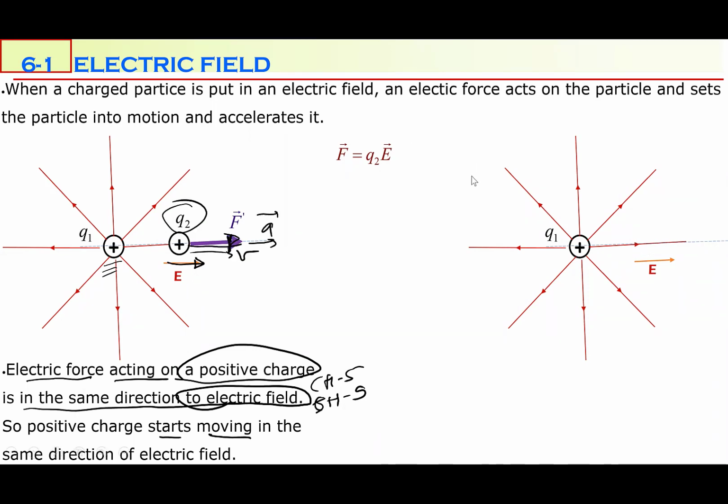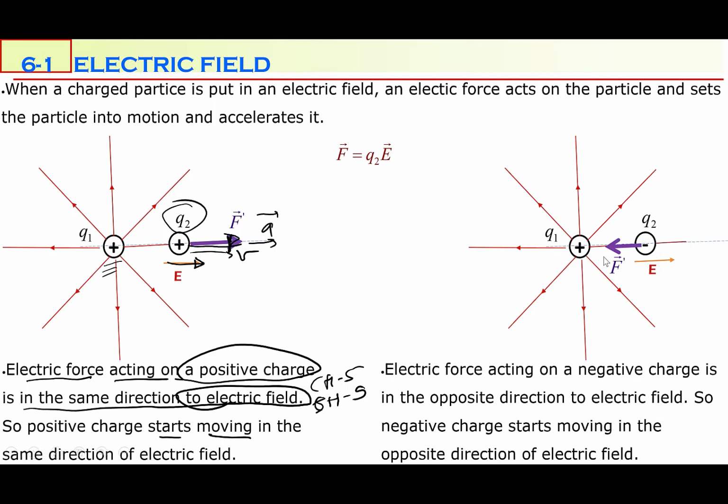But if a negative charge is located in an electric field, because we know positive attracts negative, electric force is going to be in the opposite direction of the electric field. So if a negative charge is located inside an electric field, force will be in the opposite direction of the electric field. So electric force acting on a negative charge is in the opposite direction to electric field. So a negative charge starts moving in the opposite direction of the electric field. So electric field is to the right, electric force is to the left.